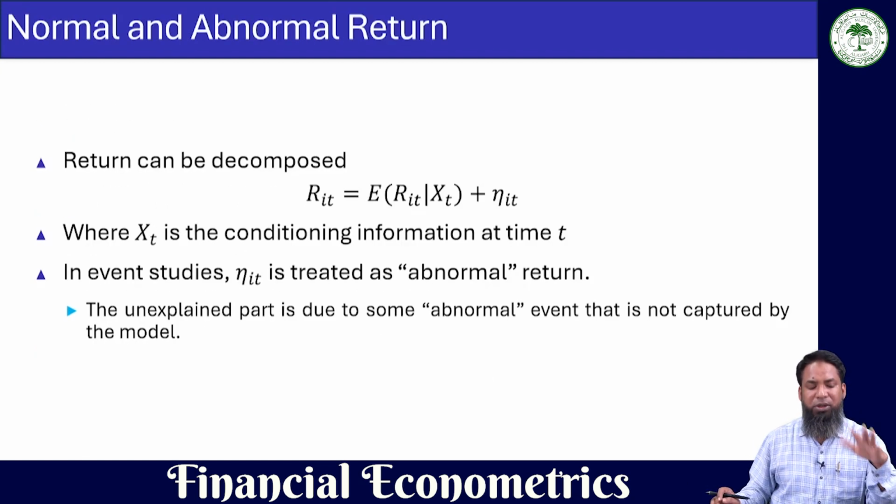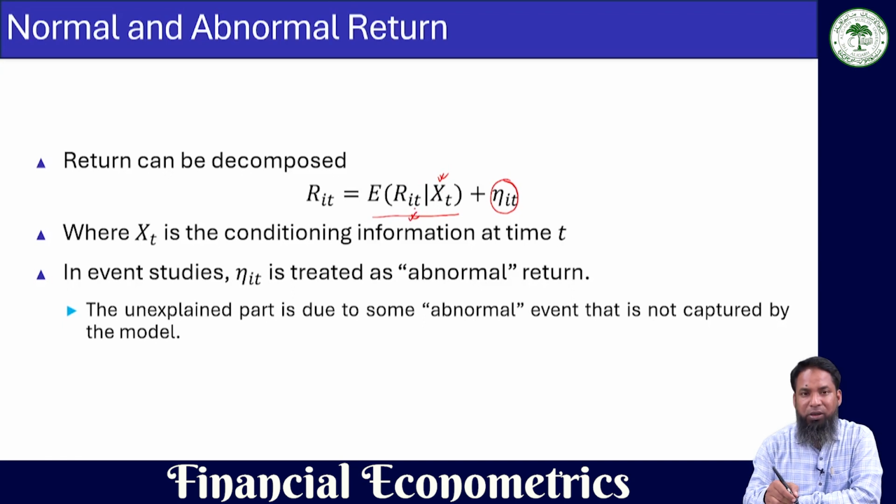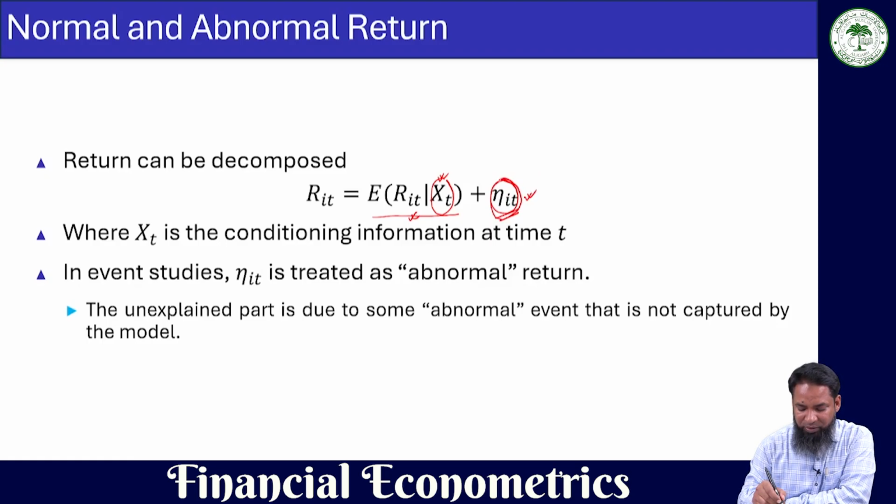Then next is the calculation of the normal and abnormal return. Now remember, the return can be decomposed into two parts: R_it, that is, the expected return of R_it given the information X_t, plus eta_it, which is the error term. So this expected return means the return of a particular asset or firm given all the information up to time t, and eta_it is the unexpected return of asset i or firm i at time period t. This unexpected return is basically what we call the abnormal return in an event study. The logic behind this is that this part is due to some abnormal event that is responsible for this fluctuation in the average or expected return.